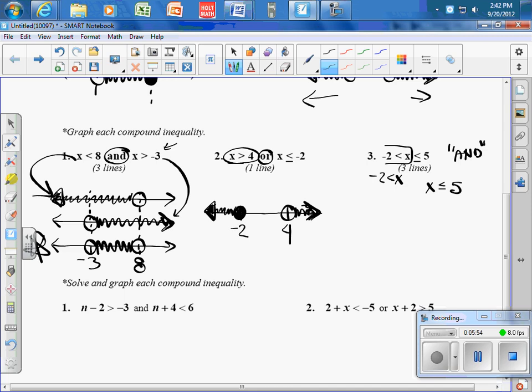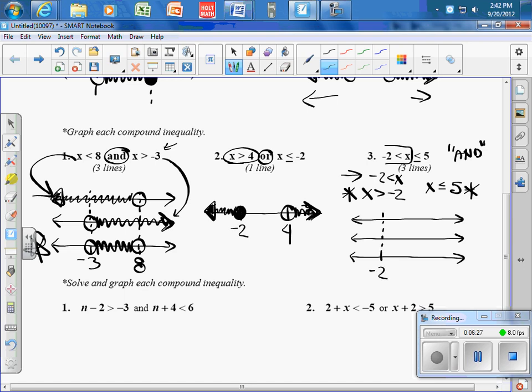But when I graph, I want the x on which side? On the left side. So what I have to do is take this inequality and flip the whole thing over if I'm going to graph it. X is greater than -2. So these two are the two inequalities I want to put on my number lines. It's a compound and, so it takes 3 number lines. The -2 will be on the left side. The 5 will be on the right side.